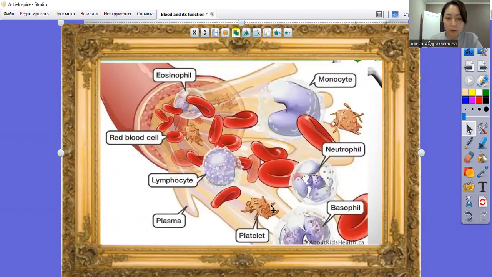And the smaller objects in this microscope image are platelets. If you cut a blood vessel, platelets gather around the damaged area to stop blood leaking out.